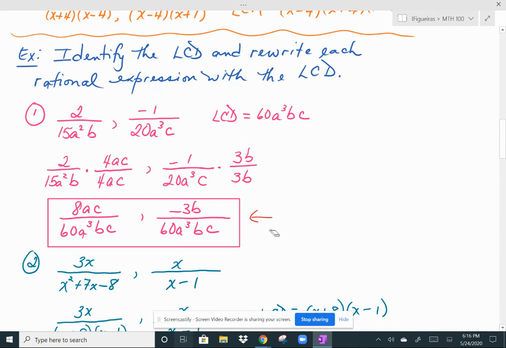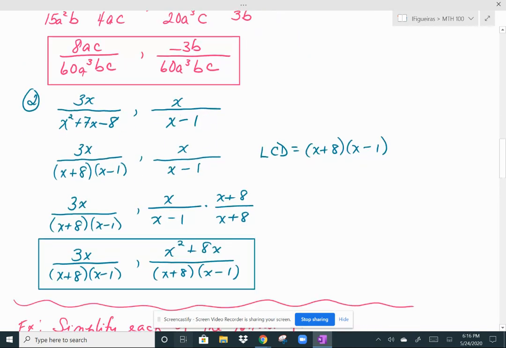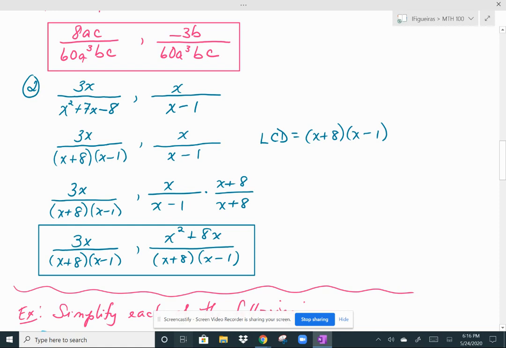Okay, let's move on to another one. Same instructions. We want to identify the LCD and then rewrite each expression with that common denominator. So here we cannot just pick out the LCD right away. We must first factor this trinomial so that we can see what the common factors are. So looking for two numbers that multiply together to give me negative 8, but when you add them, you get 7. That'll be 8 and negative 1. So that means you're actually subtracting to get 7.